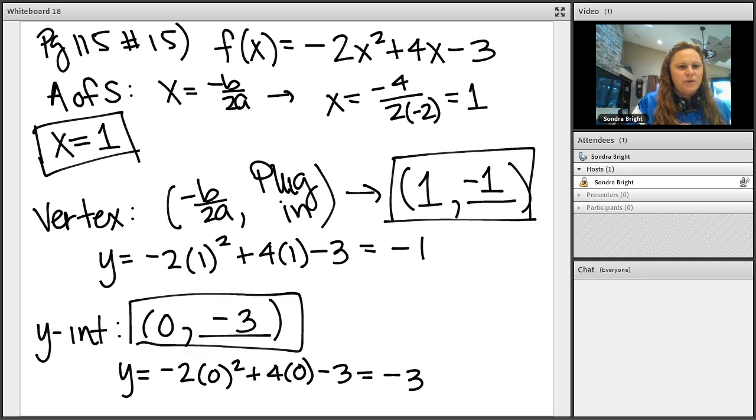I guess I should have written that, but your y-intercept will always be 0, c, where this guy right here is your c, the negative 3. Because once you plug in 0 into x, the x's go away, you're left with just the y value. Okay, so there's your y-intercept.